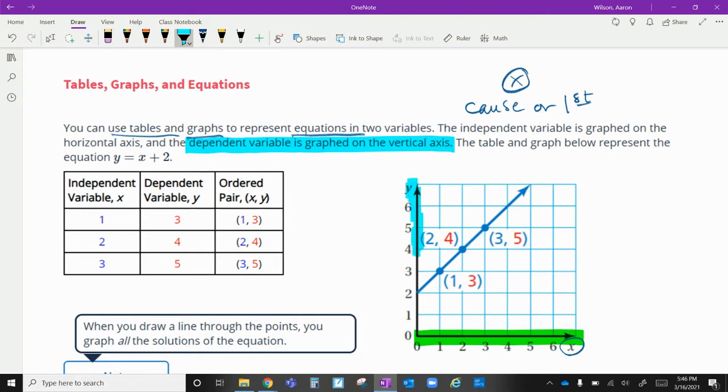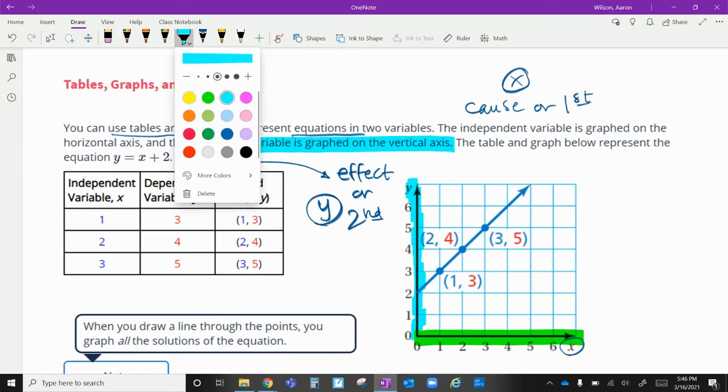And if you notice the vertical axis that I'm highlighting now, I also happen to highlight the variable y, because the dependent variable is typically the effect of a story or the thing that happens second, and it's usually represented by the variable y. So now it says the table and graph below represent the equation y equals x plus 2.